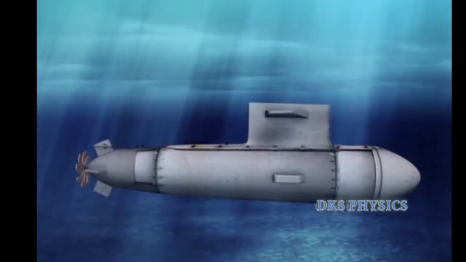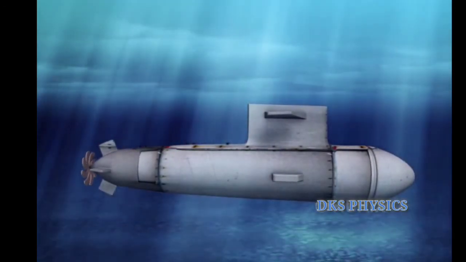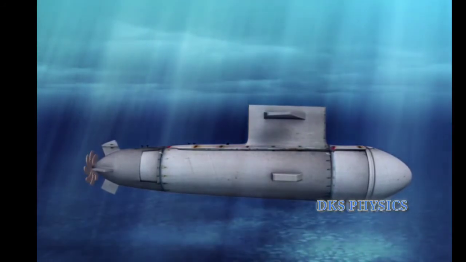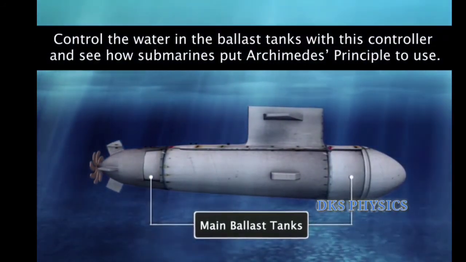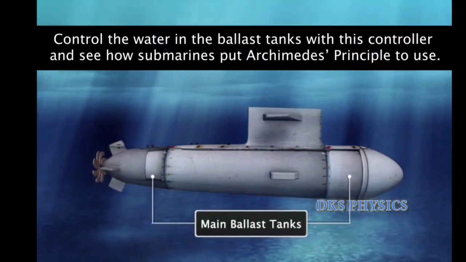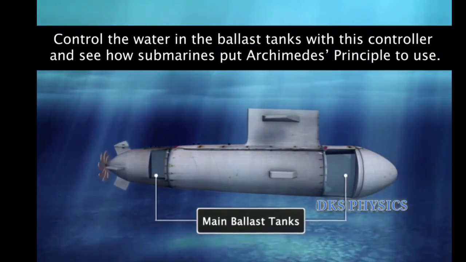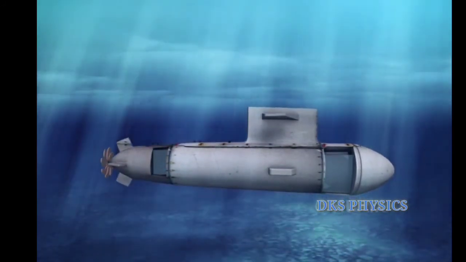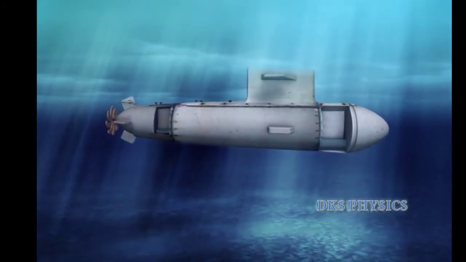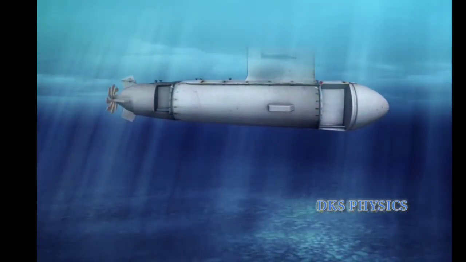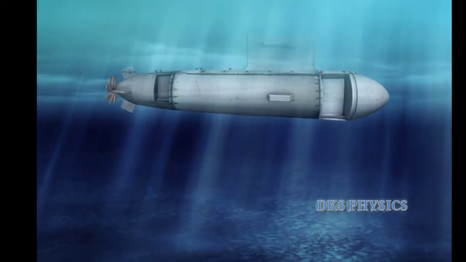Submarines use Archimedes' principle. Here is a model of a submarine. The hollow borders shown here are known as ballast tanks. The submarine regulates the ballast tanks to descend to the seabed or rise to the surface of the ocean. To come to the surface, the submarine releases compressed air into the ballast tanks. This pushes the water out, and the submarine becomes lighter.